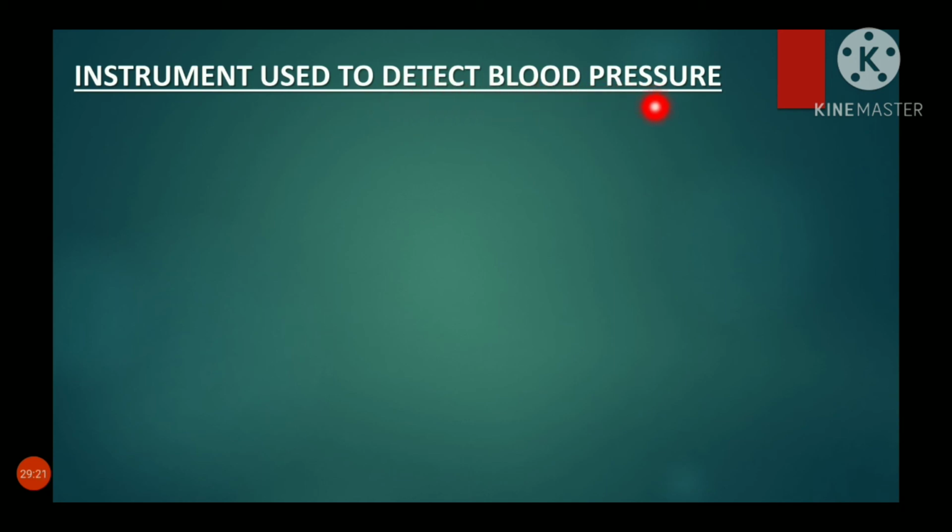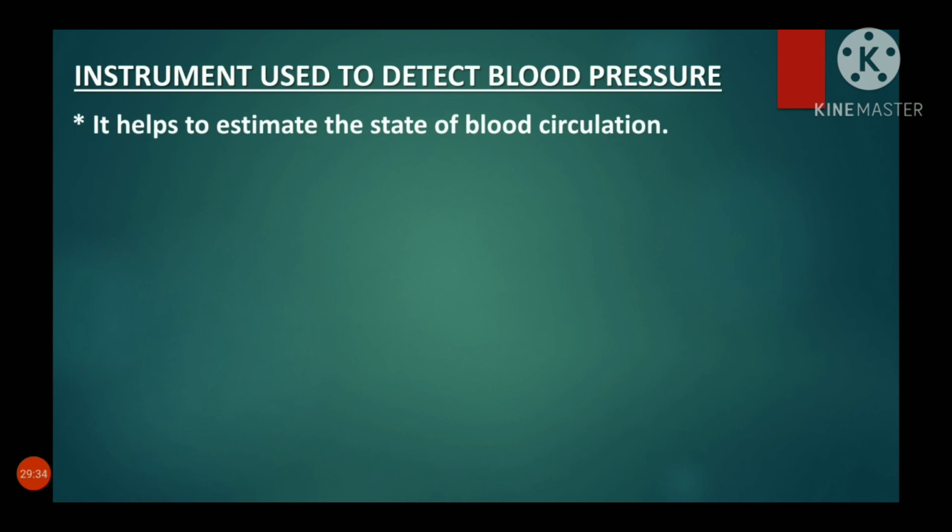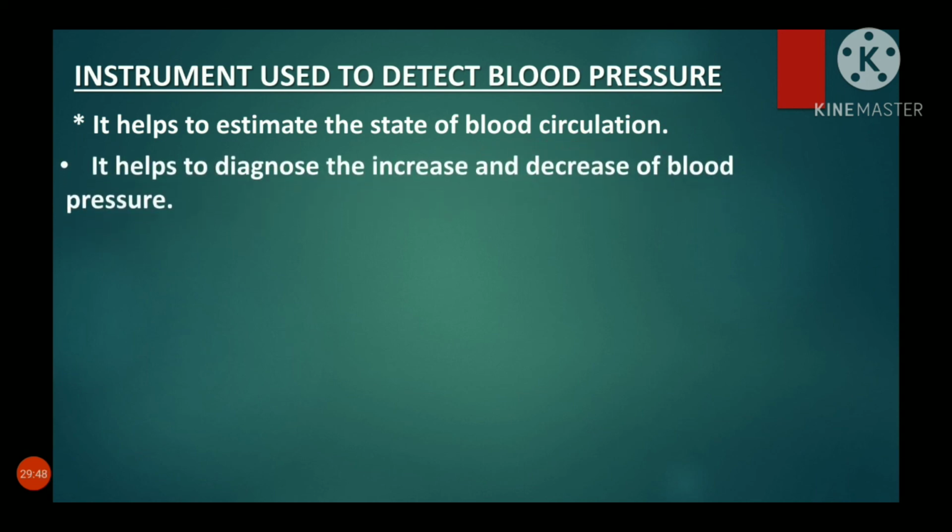Previously we have studied about heartbeat. Now how to identify the blood pressure in our body? How do the doctors check our blood pressure? It helps to estimate the state of blood circulation. If it is high or low, the blood pressure is studied with the help of this instrument. It helps to diagnose the increase and decrease of blood pressure, high blood pressure and low blood pressure.